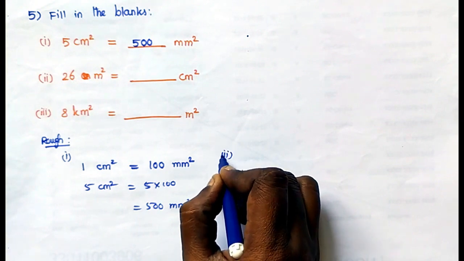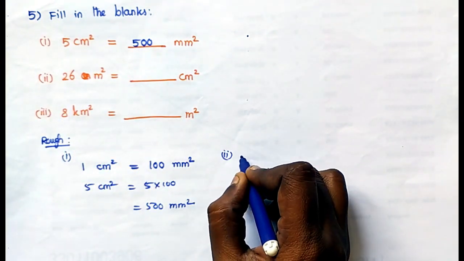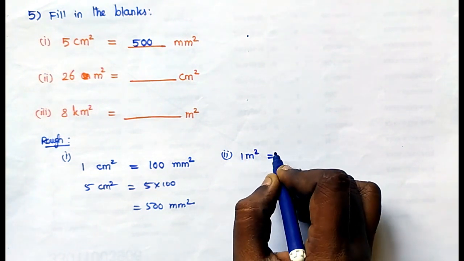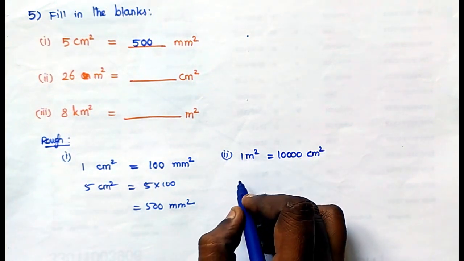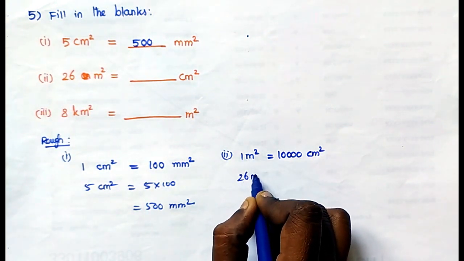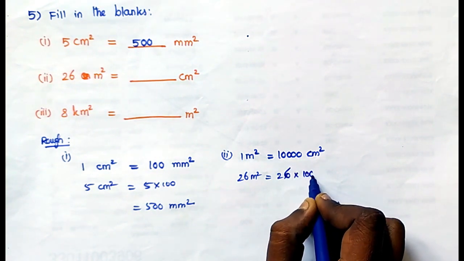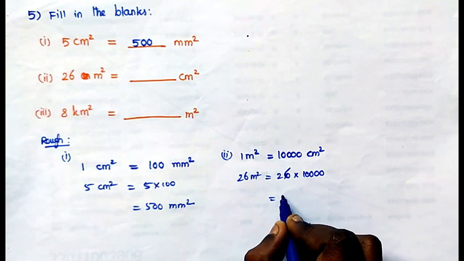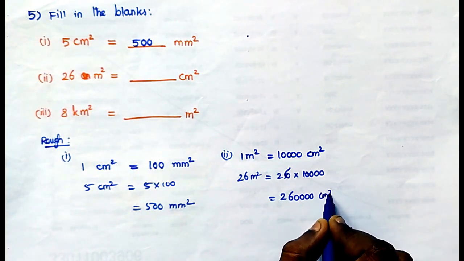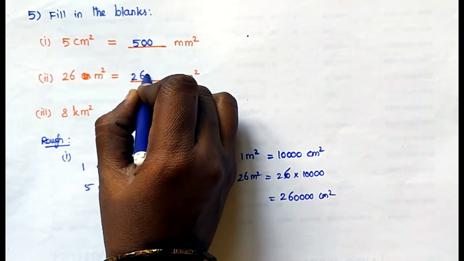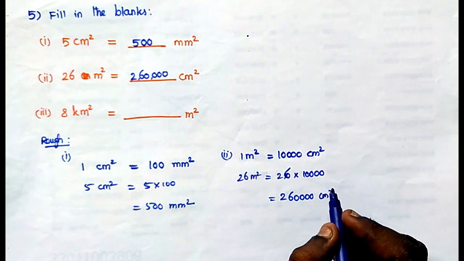Next one, 26 meter square equals dash centimeter square. We know that 1 meter square equals 10,000 centimeter square. So 26 meters squared equals 26 into 10,000, that is 2,60,000 centimeter square.